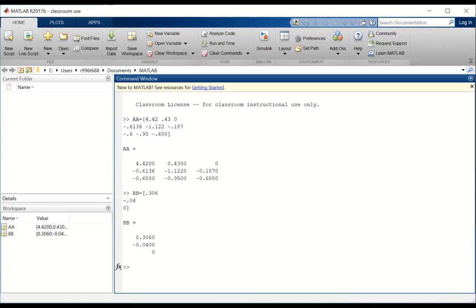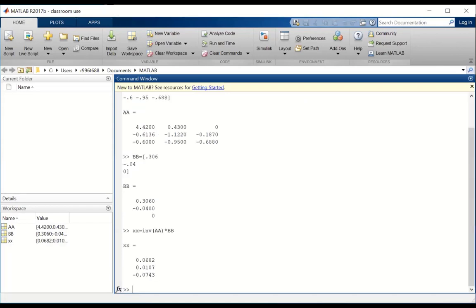There's the right-hand side. I've already done that. And we'll solve for the solution, xx equals. And I do this because I know how to remember the command for inverse. And that's really what you do is you multiply both sides by the inverse of the matrix to solve, right? And those values are in radians. Let's get it in degrees.